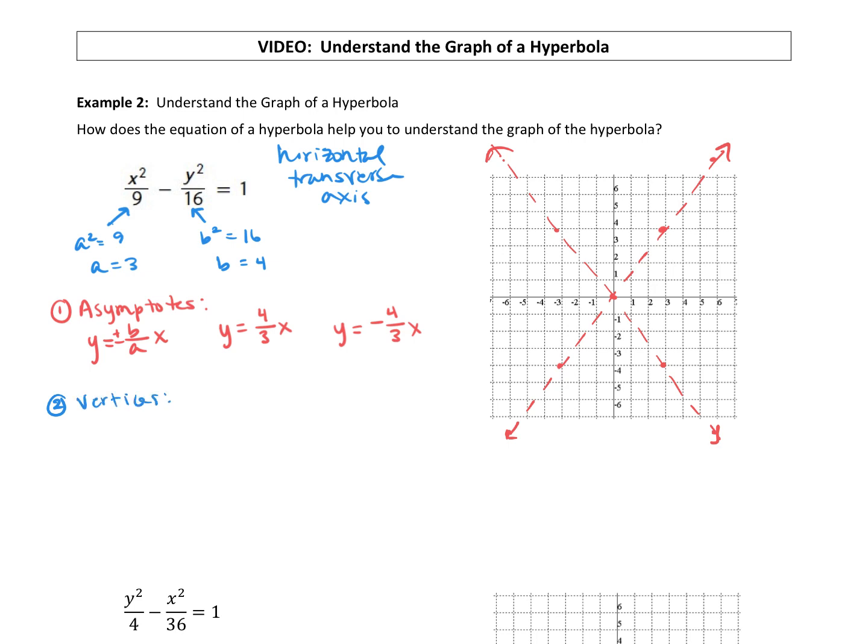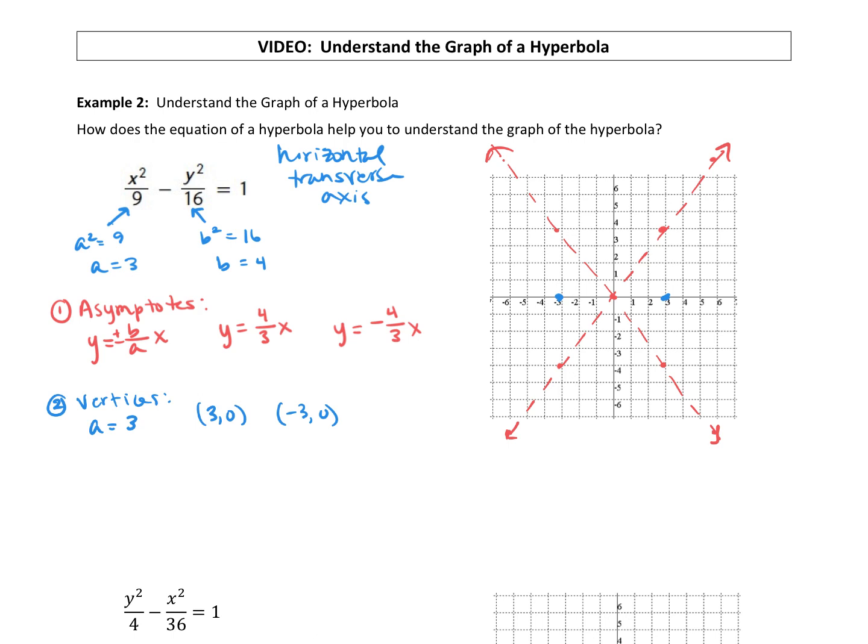So what we want to remember is the vertices, our a value tells us how far away the vertex is from the center. We've already identified that our a value is 3. So from the center, we're going to go 3 units away. Because our transverse axis is horizontal, these will be on the x-axis. So our ordered pairs are going to be a positive 3, 0 and a negative 3, 0. So we can plot those points, positive 3 and negative 3.